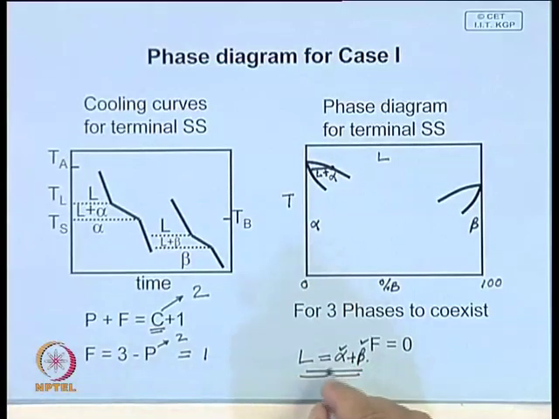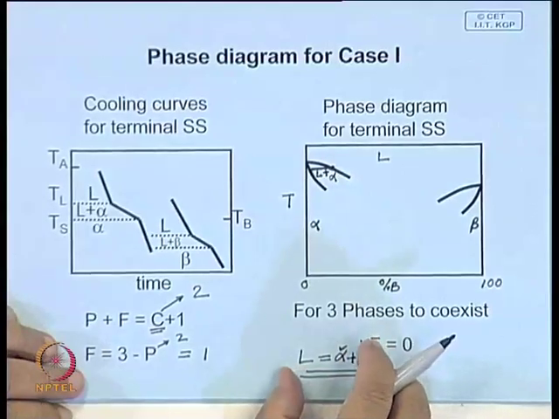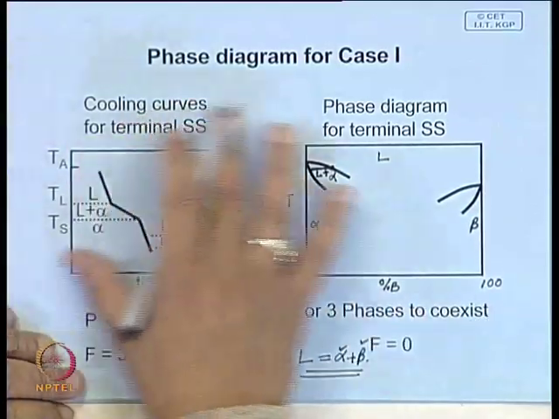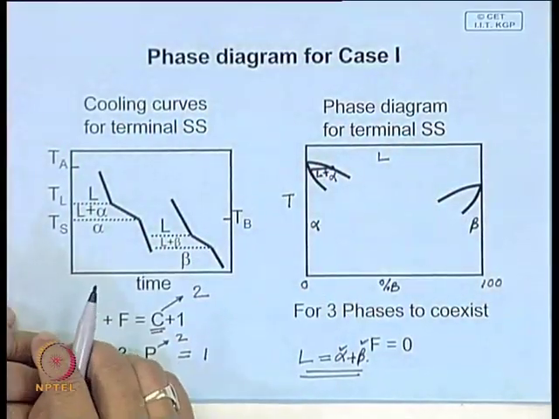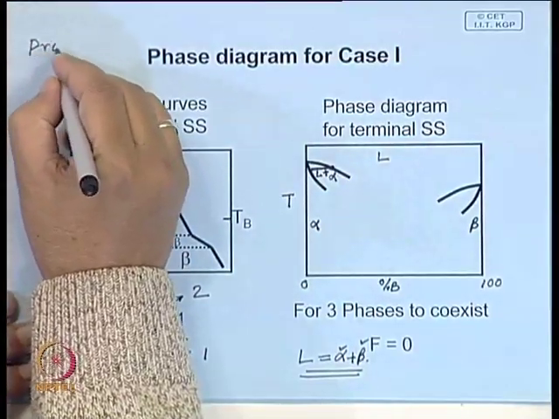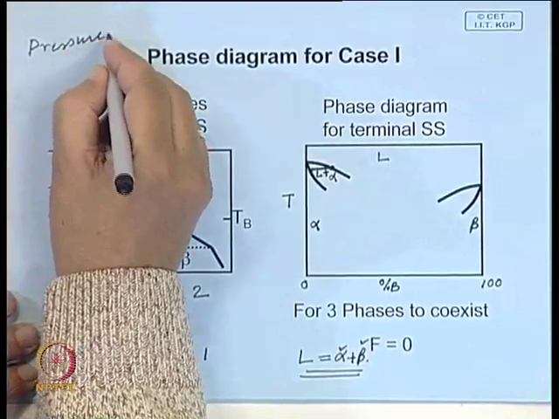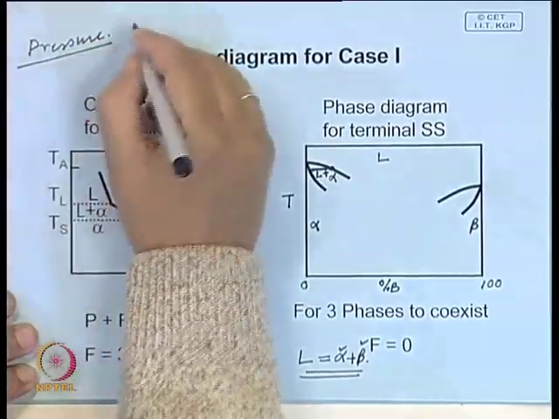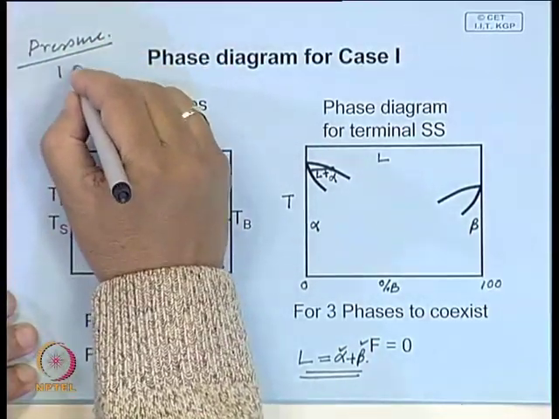So that means you do not have any degree of freedom. The only other variable is pressure, because when we talk about this phase diagram, we assume that pressure is constant at 1 atmosphere.